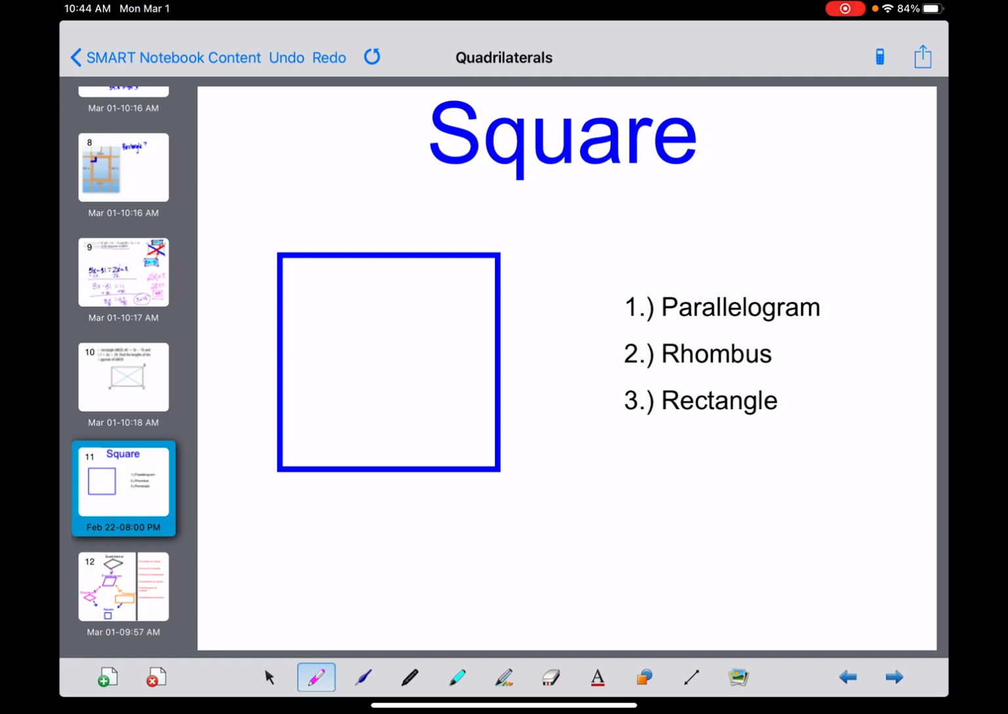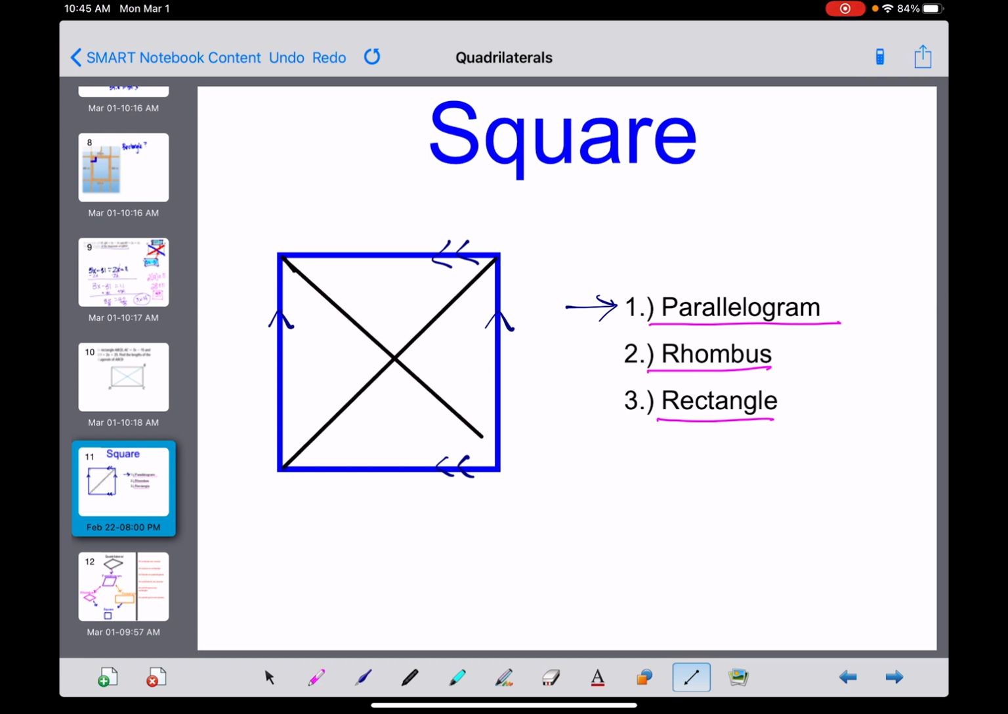Our final quadrilateral is a square. So a square contains all characteristics of a parallelogram, a rhombus, and a rectangle. So starting with the parallelogram, opposite sides are congruent. Opposite sides are parallel. Opposite angles are congruent. Consecutive angles equal 180 degrees, and the diagonals bisect.